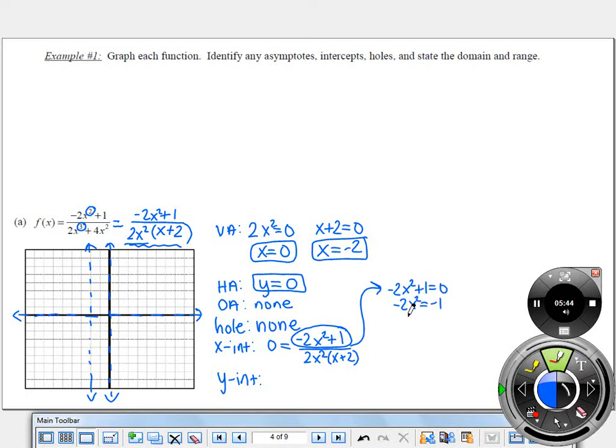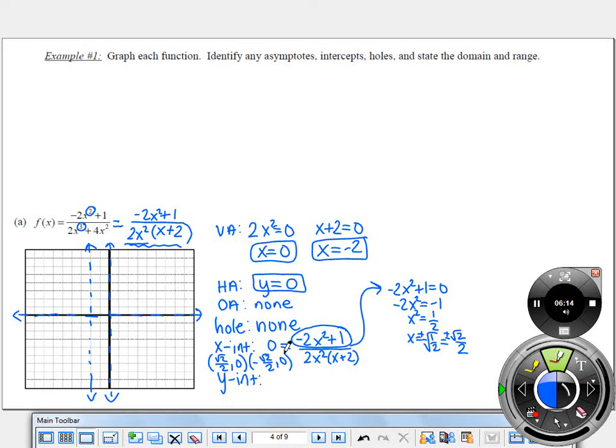So I'm going to go ahead and solve this equation. So I get x squared equals 1/2. X equals the square root of 1/2. And if you rationalize the denominator, that gives you root 2 over 2. And I took the square root of both sides, so I need to make sure I include plus or minus. This means there are two x-intercepts, one at root 2 over 2, 0, and one at negative root 2 over 2, 0.